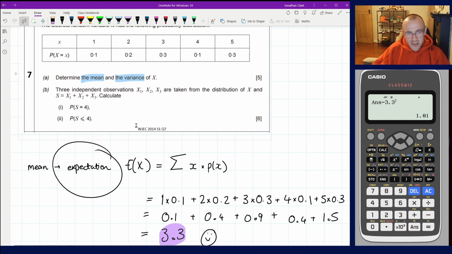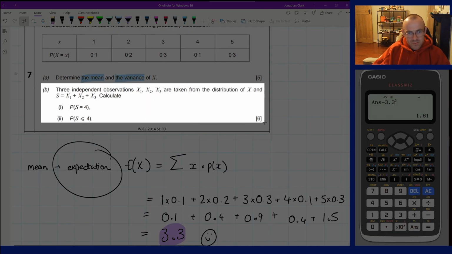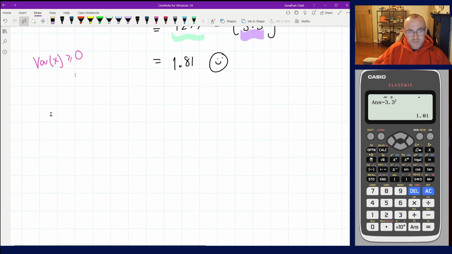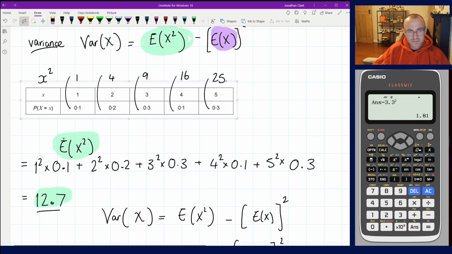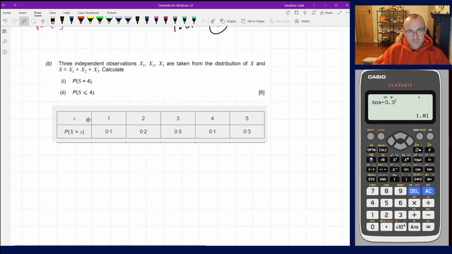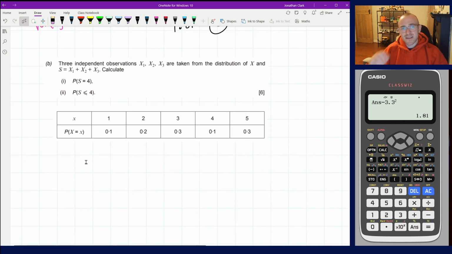Let's have a look at part B. Get the table again. Part B says that there's 3 independent observations. Essentially, like you run this probability distribution 3 times. So imagine this is like some sort of weird dice, except there's only 5 numbers on the dice, and all the scores are not equally likely to happen.